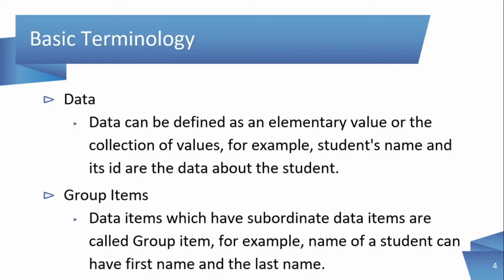Group items refer to data items that can be divided into sub-items, which is called group items. For example, the name of a person is a group item because it can be divided into 3 sub-items like first name, middle initial, and last name. Other examples are address, date, qualification, and salary.